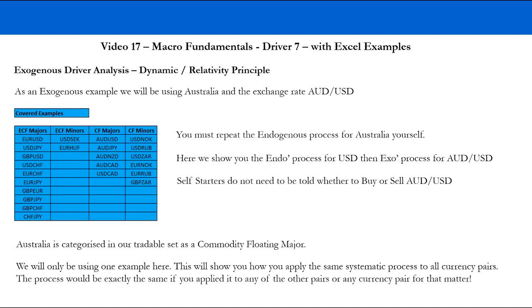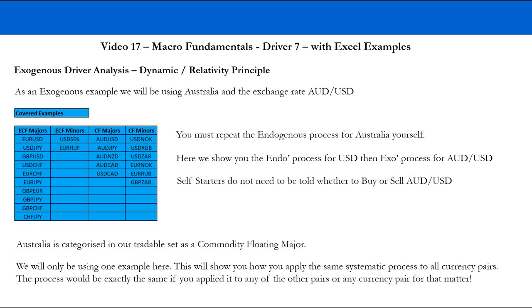And we're only going to be using one example here. What this will show you is how you apply the systematic process to all of these currency pairs. So you can go through and do an endogenous analysis for all the economic areas and countries that are in our tradable set, and then when comparing them with each other, do an exogenous analysis.